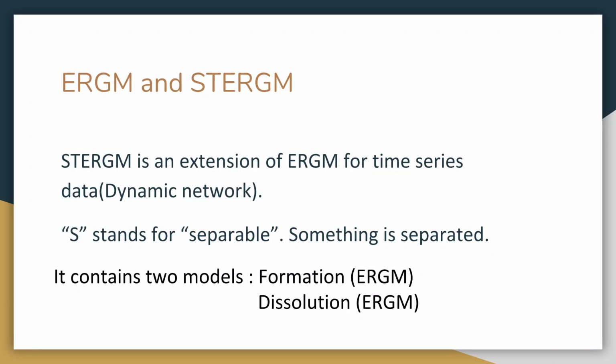So STERGM contains two ERGMs. What does it mean? Over time, the edges or links can be created or can disappear. So formation and dissolution can have different models, different mechanisms. They can have two different models or the same model. It depends on the data or the modeling methods. So this is called STERGM.